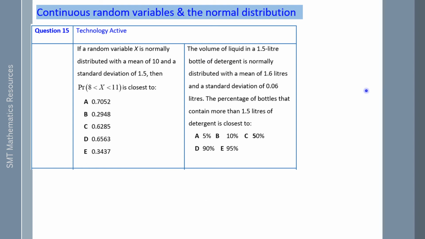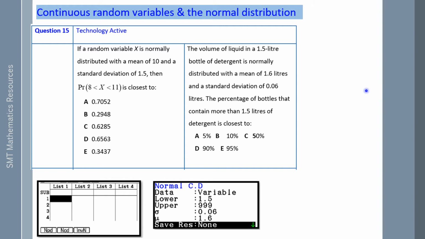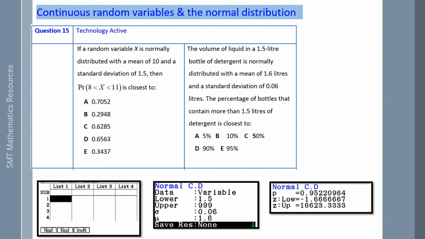The volume of liquid in a 1.5 litre bottle of detergent is normally distributed with a mean of 1.6 litres and a standard deviation of 0.06. The percentage of bottles that contain more than 1.5 litres of detergent is closest to. We're going to use our normal distribution button, which is our cumulative. Our lower is 1.5 and our upper is 999, my standard deviation is 0.06, my mean is 1.6, and that's 95% of all bottles, which is E.